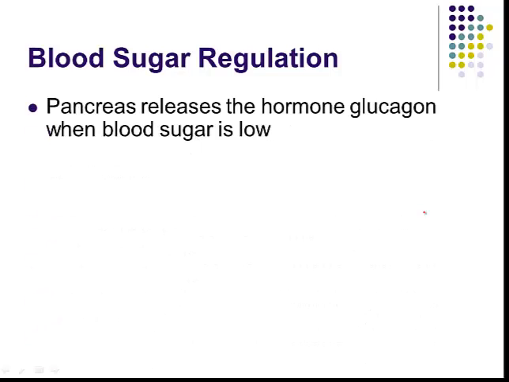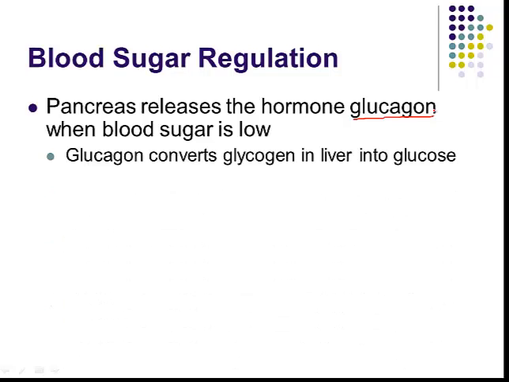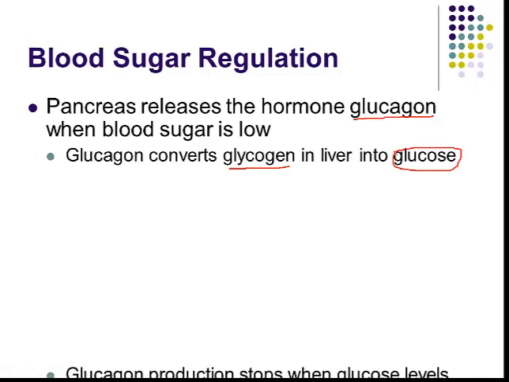Okay. Now, the pancreas also has another hormone that it can release called glucagon. Glucagon will get released when your blood sugar is low. So let's say it's right before lunch and you're starting to feel hungry and you can't eat yet, but your blood sugar is low. Your pancreas will release glucagon. The glucagon is going to go over to the liver, and it's going to break down that glycogen into individual glucose molecules. Those glucose molecules will go into your blood and raise your blood sugar back up.